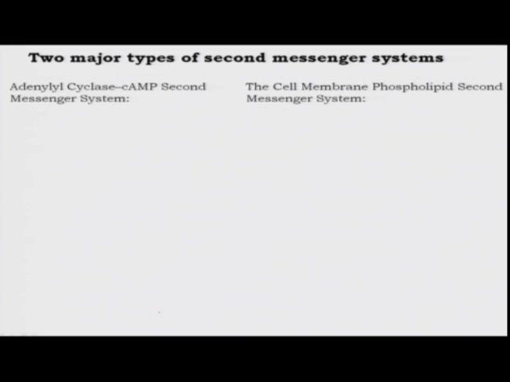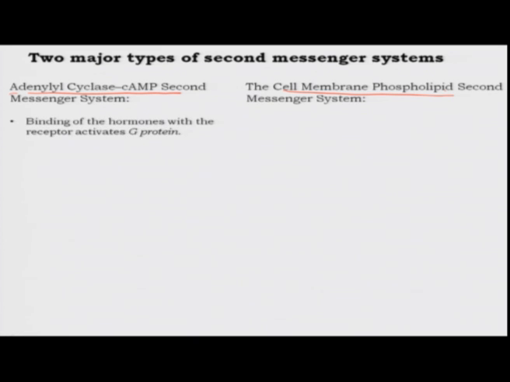So, two major types of second messenger systems exist. There are others, but I will focus on just the two most important ones. These are called the adenylyl cyclase cyclic AMP second messenger system and the cell membrane phospholipid second messenger system. I will describe each one of these one by one.